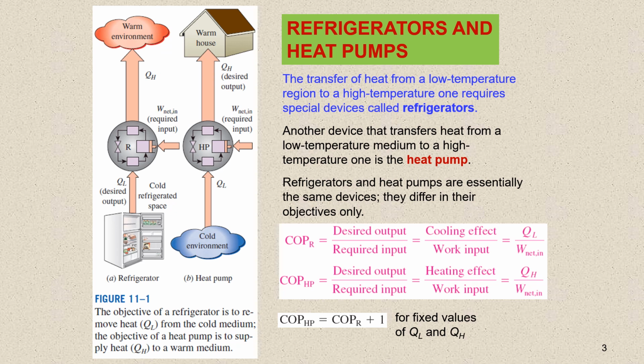In reality, however, part of Q sub H is lost to the outside air through piping and other devices, and COP sub HP may drop below unity when the outside air temperature is too low. When this happens, the system normally switches to fuel such as natural gas, propane or oil, or to the resistance heating mode.